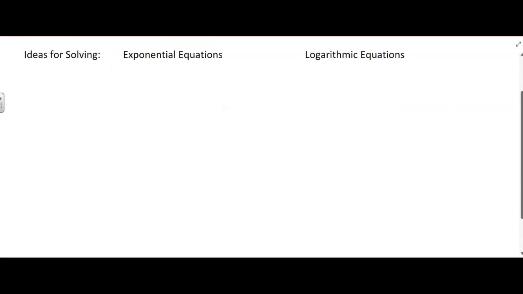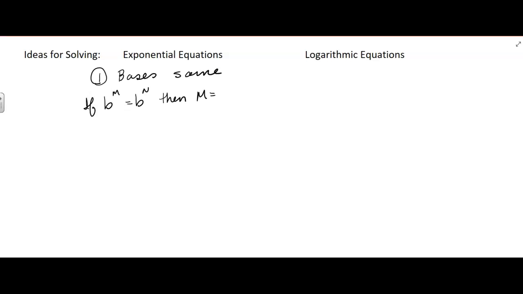So for exponential, first, see if you can get the bases the same. If that is possible, then that's the easiest way to do it. It's based on if you have b to the m equals b to the n, then m equals n. Okay, so that's a nice little idea. It works really nicely if you can get the bases the same.